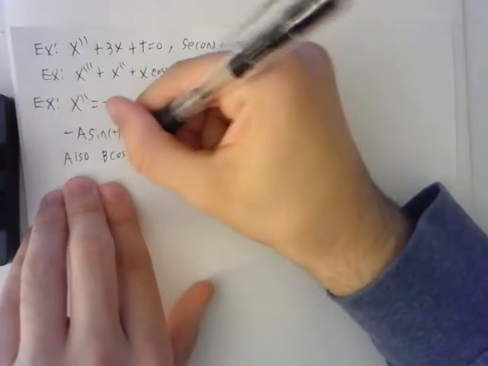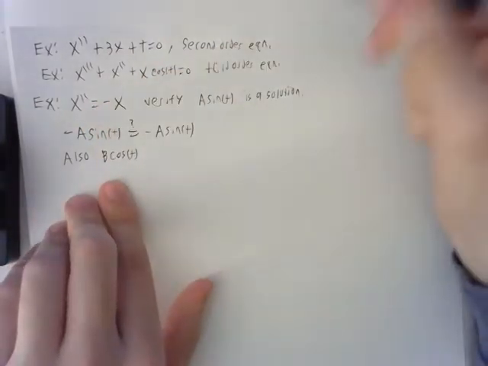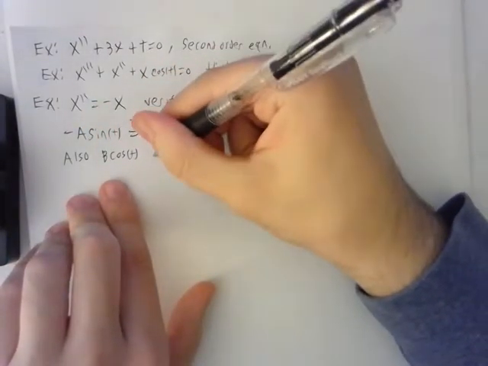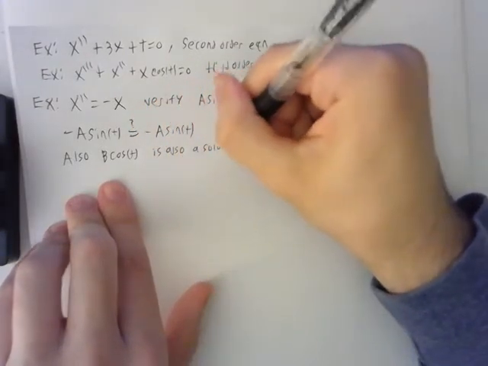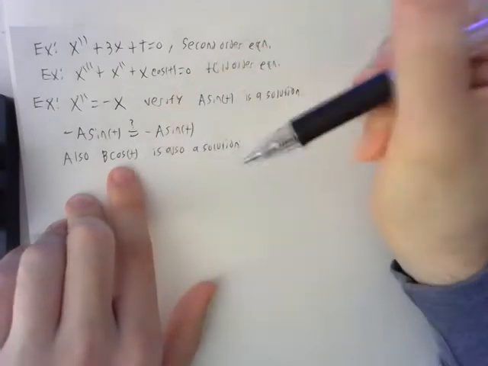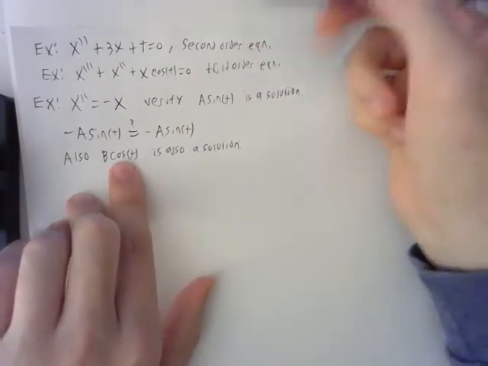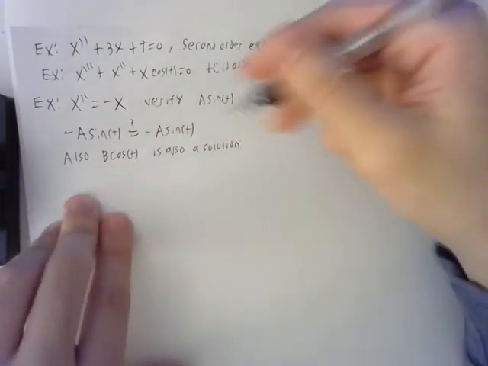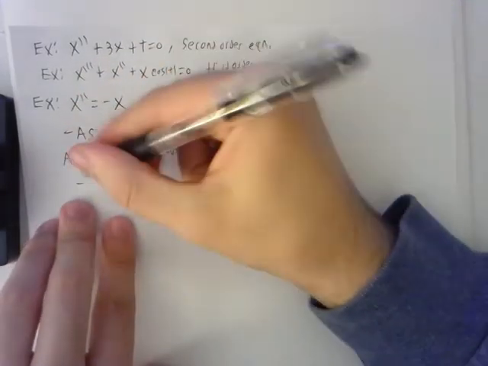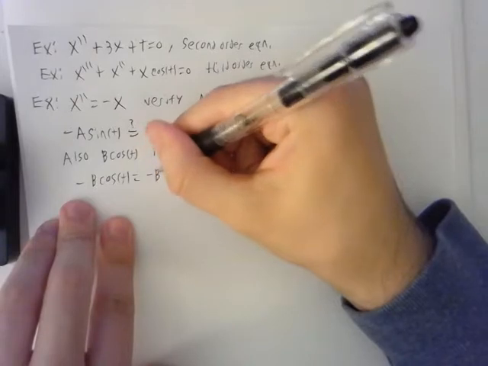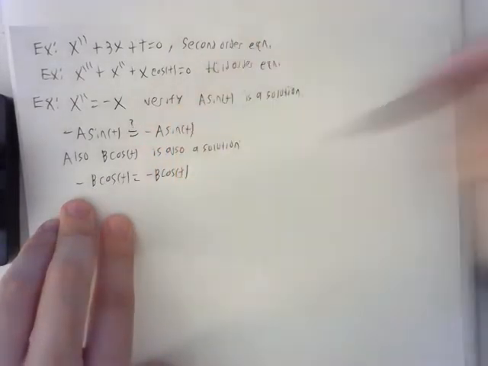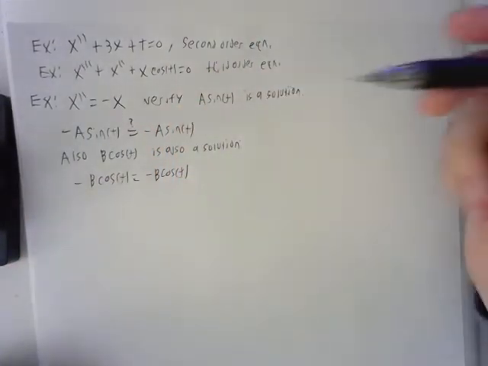But also b times cosine of t, where again b is some constant, is also a solution. We can see this because the derivative of cosine of t is negative sine. The derivative of negative sine is negative cosine. So if we plug into the equation, we have negative b cosine of t equals negative b cosine of t. So the equation is indeed satisfied.